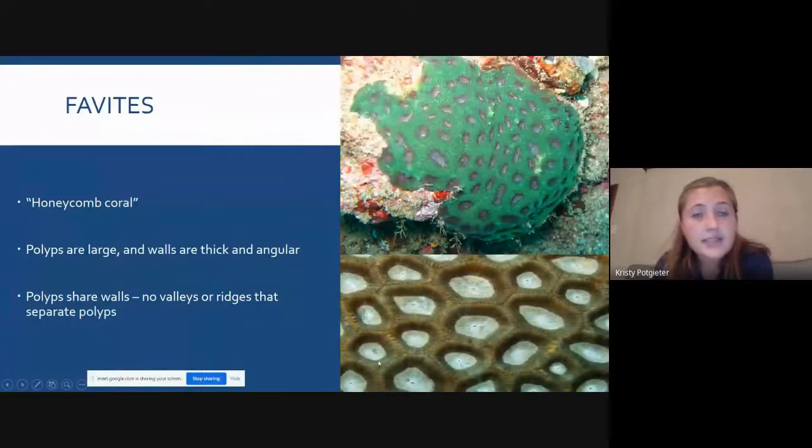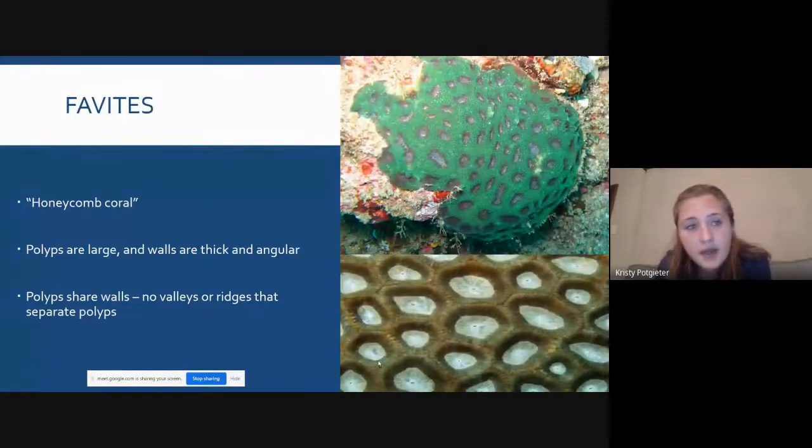So this one is for Goniastrea, no, for Favites. This is our honeycomb coral. You can see it's got that really angular, honeycomb-shaped polyps, okay? Now the really important characteristic here is that the polyps share the walls. So for Favites, the polyps share the walls. Neighboring polyps won't have any ridges or valleys in between them, okay? It goes from one polyp into the wall straight into the other polyp, okay?